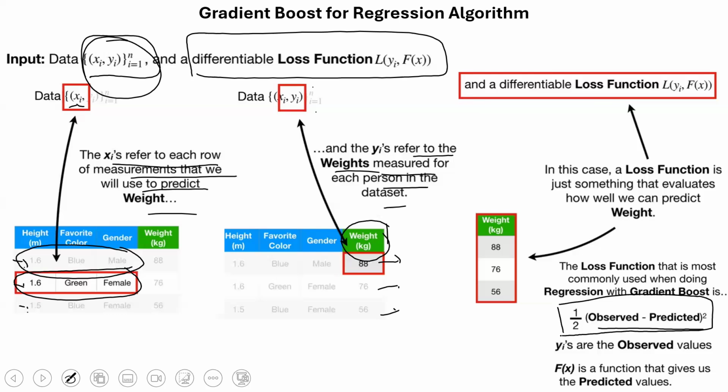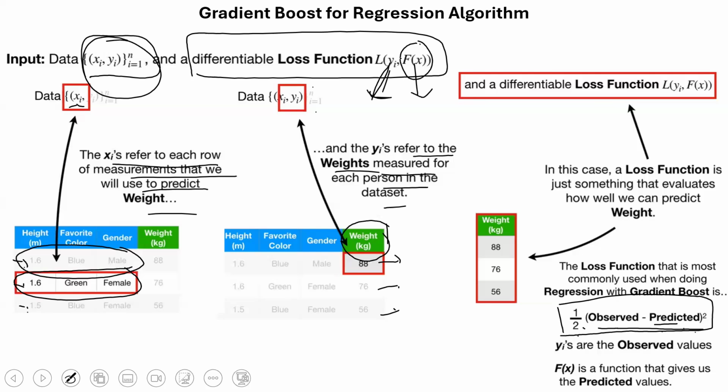When we take the derivative of this differentiable loss function, the 2 and the 1 by 2 cancel, so it comes down to observed minus predicted value. That is what we call residuals, right? Residuals is nothing but observed minus predicted. So for the gradient boost algorithm, the loss function is 1 by 2 into (observed minus predicted) whole square. Here yi is the observed values, f of x is the predicted values, and we will predict f of x.